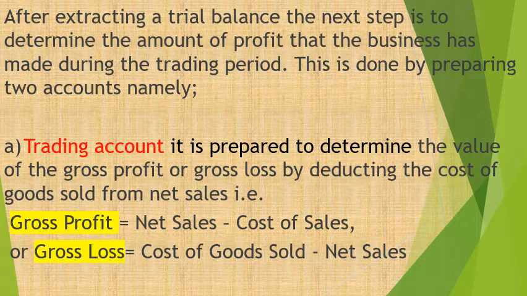So how do we get the gross profit? Gross profit is equal to our net sales minus the cost of sales. Whenever the net sales are greater than the cost of sales in your business, you get a gross profit. And vice versa, how do we get a gross loss? It's the cost of goods sold minus the net sales. That means the cost of goods sold or cost of sales is greater than what we sell, so then we shall have a loss.